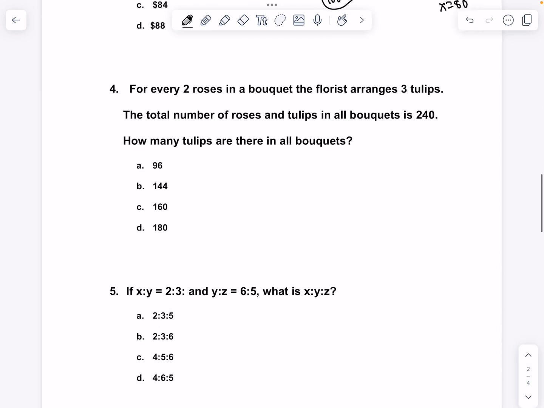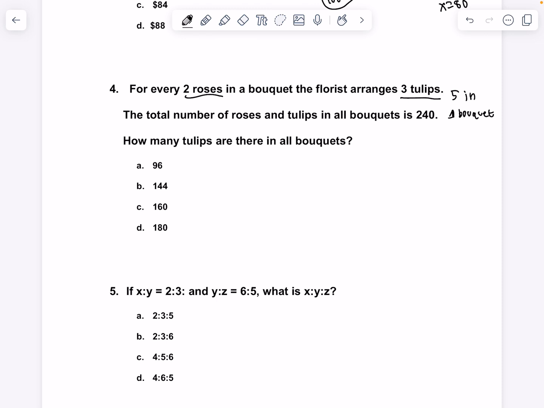For number 4, it states for every 2 roses in a bouquet, the florist arranges 3 tulips. So we know that there are 5 flowers in one bouquet, and 2 of them are roses, 3 of them are tulips. It says the total number of roses and tulips in all bouquets is 240. How many tulips are there in all the bouquets?